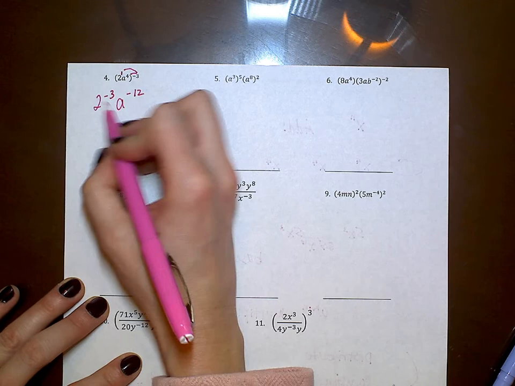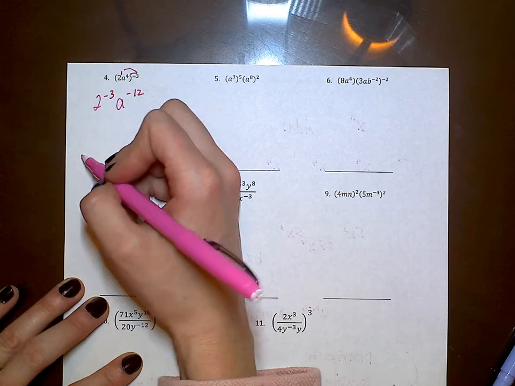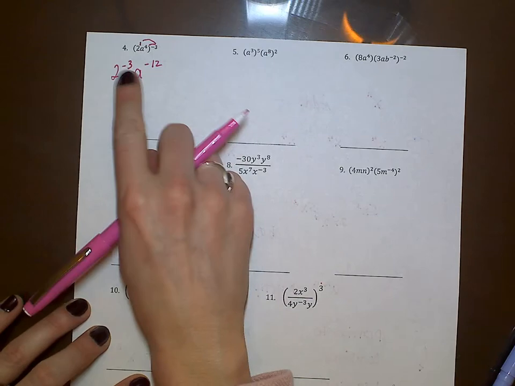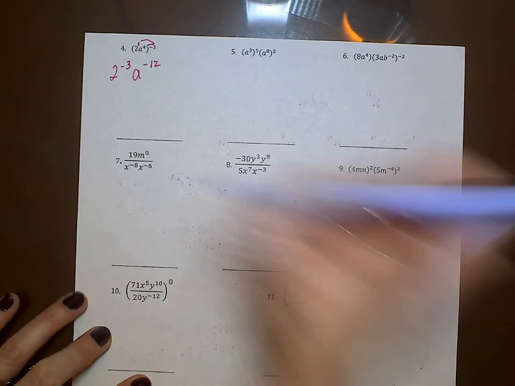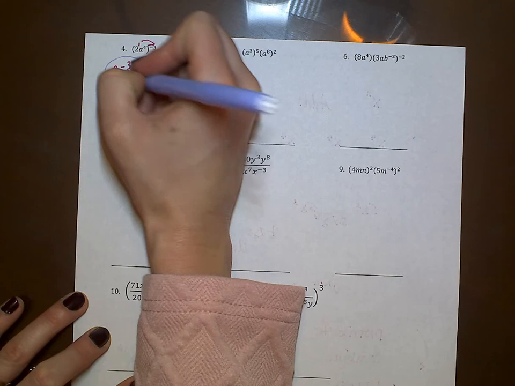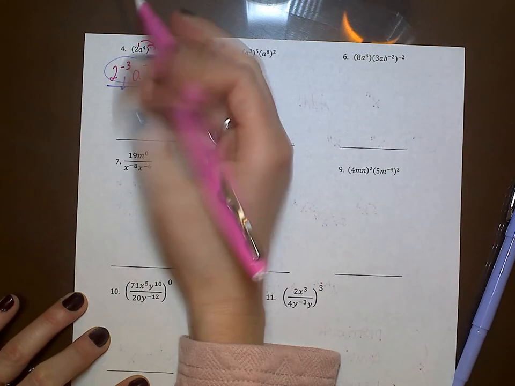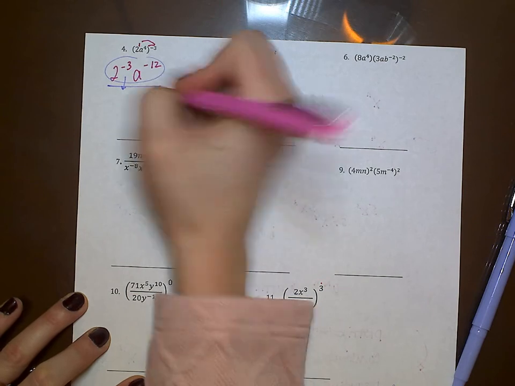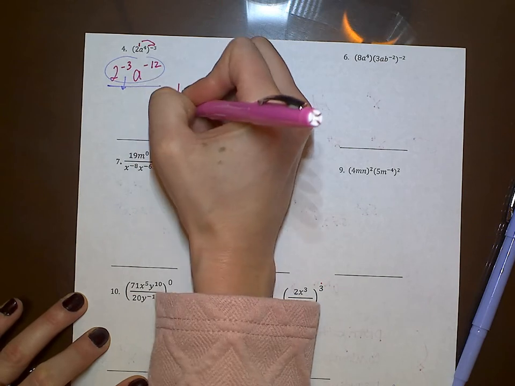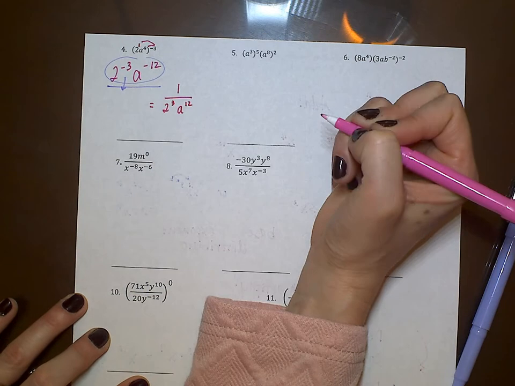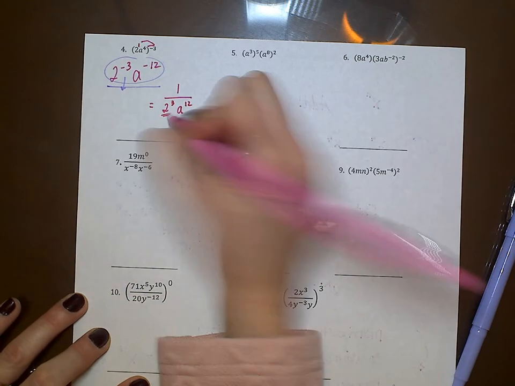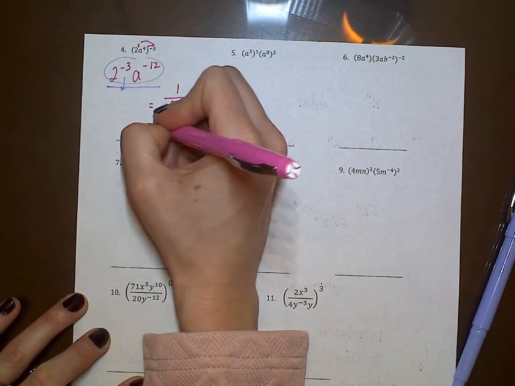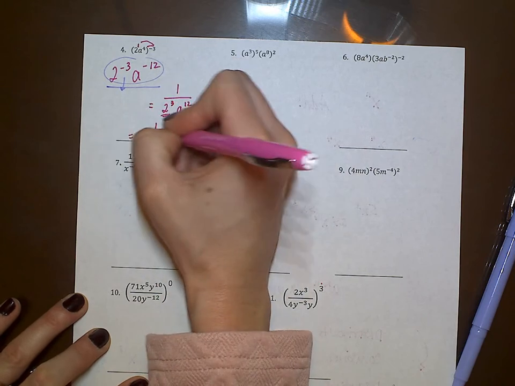Before you ever try to figure out what 2 to the -3 is, your last step, guys, is to evaluate the numbers. So make the exponents positive before you try to do that. So both of these terms need to come down to the bottom for them to be positive. So that would be 2 to the +3, a to the +12. Then I'm going to evaluate. I know that 2 to the 3rd is 8, so I can make it just a little bit better and say 1 over a to the 12th.